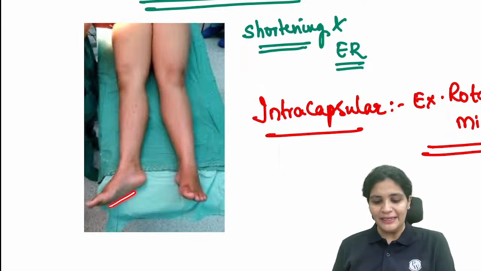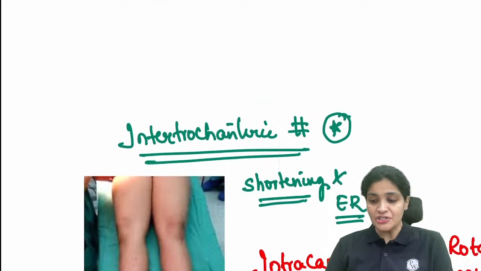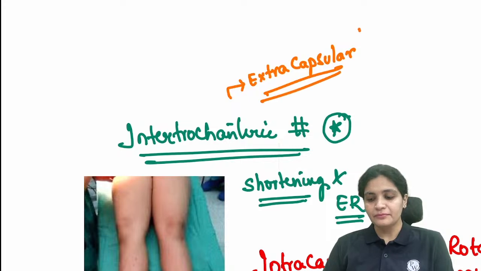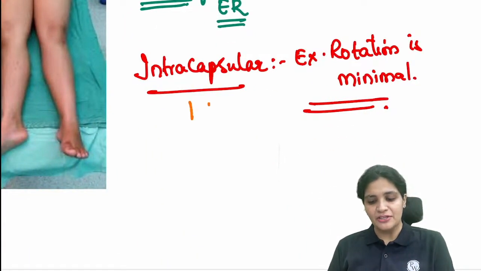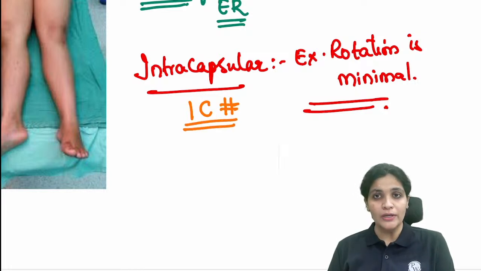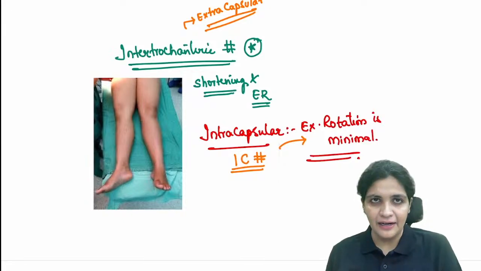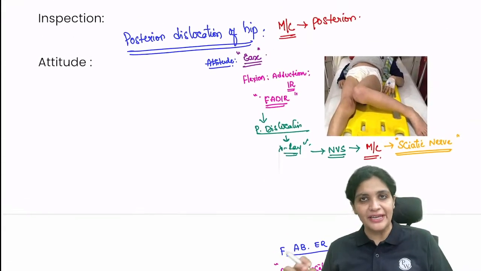So whenever it is completely externally rotated, that means it is an example of an extracapsular fracture, because there is no capsule to hold the external rotation, so the rotation is complete. But whenever it is intracapsular, that is your IC fracture, because it is inside the capsule, the capsule holds the external rotation, hence the external rotation is minimal.